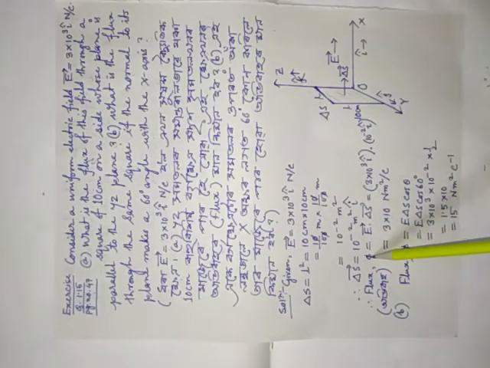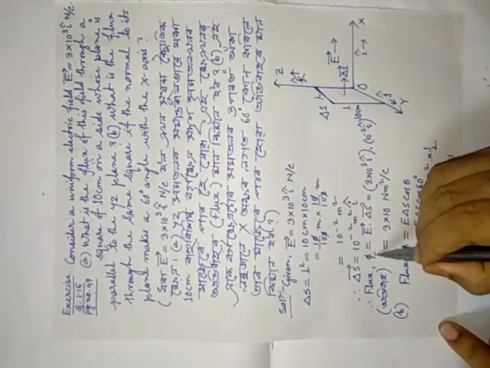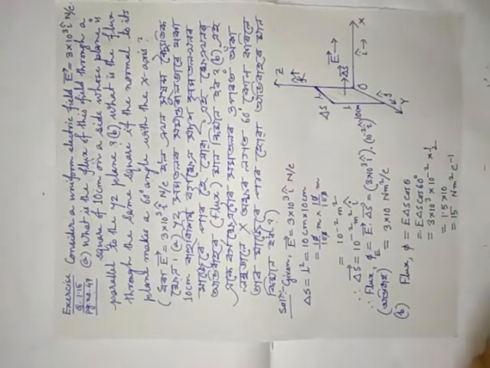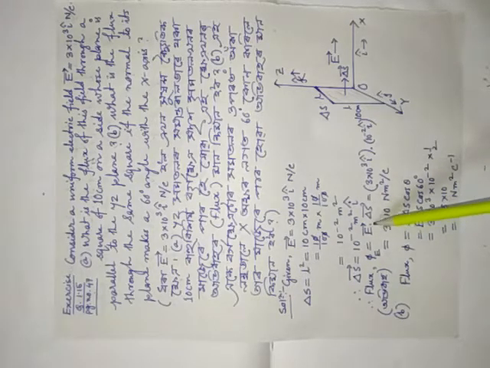Now flux formula is very easy. Electric flux equal to, all of you know, phi equal to, you may write also here phi E for electric field. If you don't write, no problem. Phi E equal to E vector dot delta S vector. Now see, E vector means what?